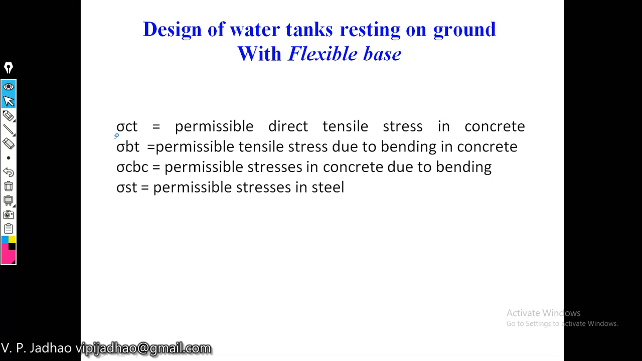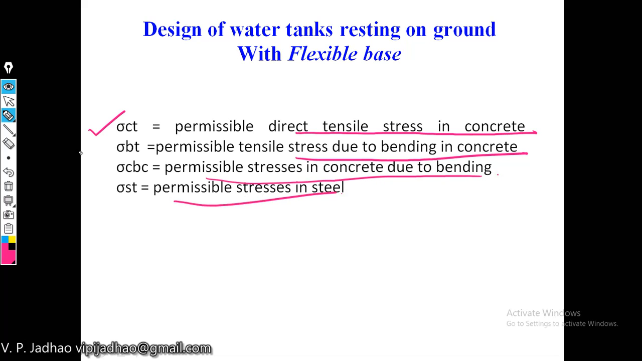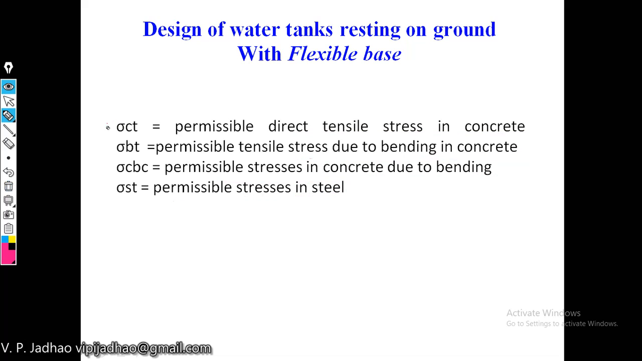These are some abbreviations given here: sigma CT is the permissible direct tensile stress in concrete, sigma BT is the tensile stress in concrete due to bending, sigma CBC is the permissible stress in concrete due to bending, and sigma ST is the permissible stress in steel. All these abbreviations or terms are already covered in your RCC, so no further explanation is required, I think.